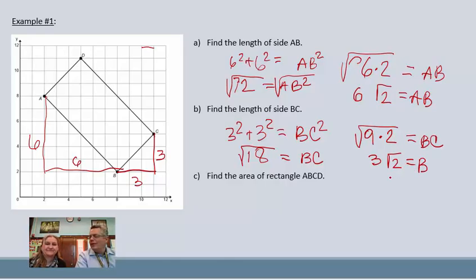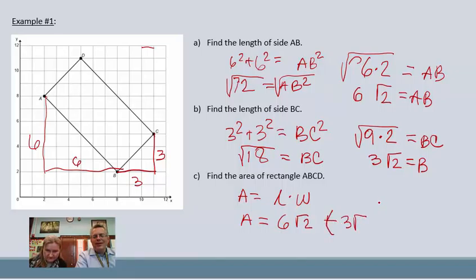Here's the new part. So that's the length and the width of the rectangle. We multiply them to find the area. So we're going to multiply 6 times square root of 2 times 3 times square root of 2. If we were finding perimeter, we'd add, but this time we're going to multiply. Let me put these in parentheses so it's clear we're multiplying.